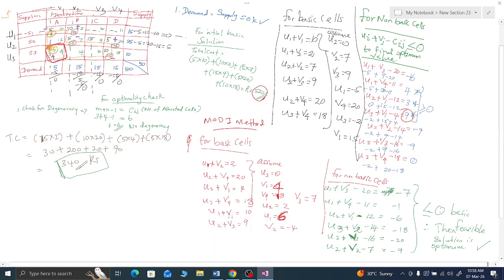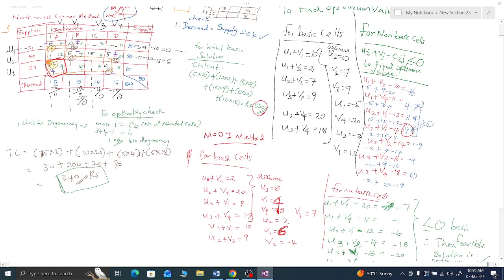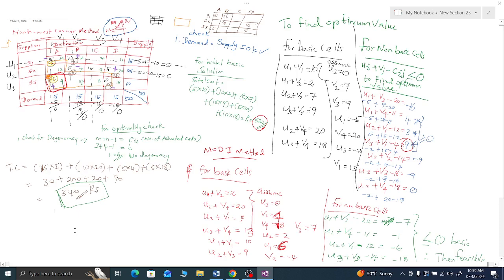After finding these calculations, I also have to do the same for non-basic cells, and all the values become negative, below 0. This is the optimum solution for our final value. This basic feasible solution will give the optimum value. You can see the comparison: this is 520, this one is 340 rupees. So you can see the difference here too. This is the optimum solution, and the total cost is minimized here, right?